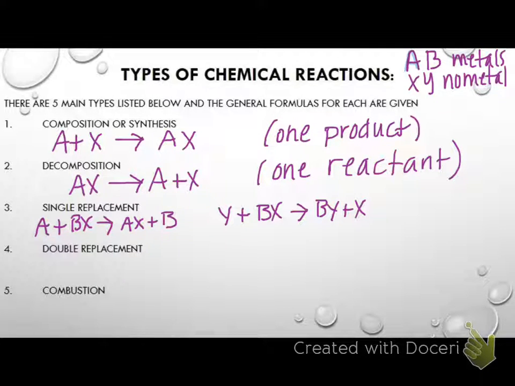And the way that you can recognize if something is a single replacement is it's always going to be an element, so a single element by itself, plus a compound. On both sides of the equation, actually, it will be an element plus a compound.